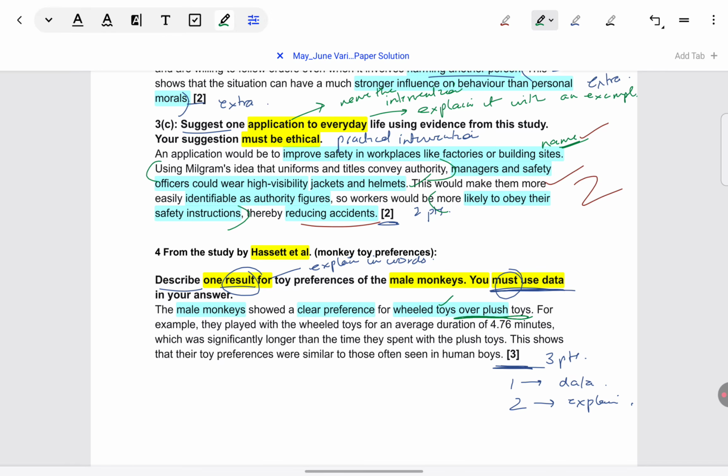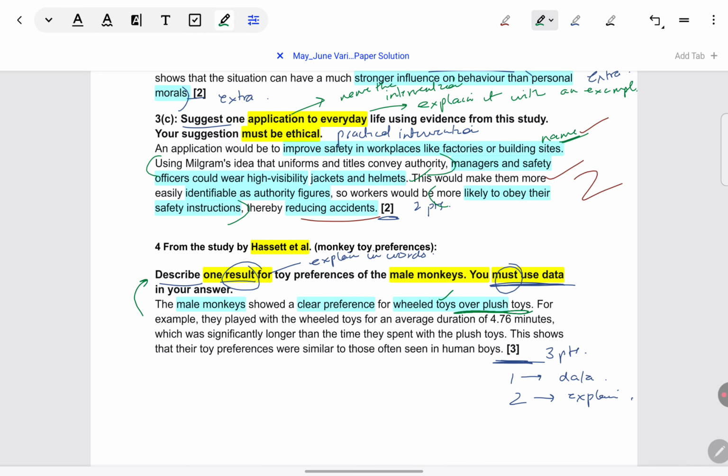Again, look at how the candidate directly addresses the question. Describe one result very clearly, in no uncertain terms. They write out what the result is in the first answer. Then they support it with data, because it's specified that data must be used. So you can see the next point, the data is specified. Of course, it has to be accurate.